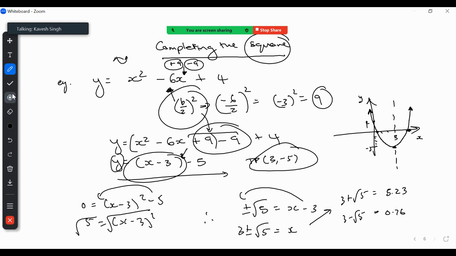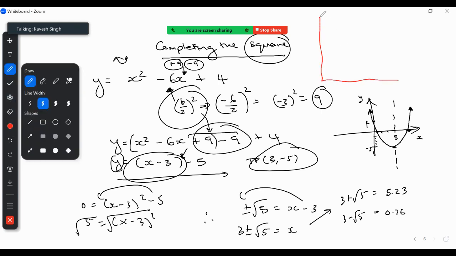Okay, keeping this in mind, and I'm just going to leave this on the page. Let's see if we can complete the square. So try this one. Complete the square for y equals x squared minus 4x plus 6. Try this one. See if you can do that.